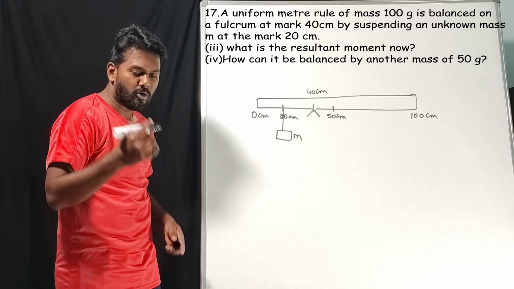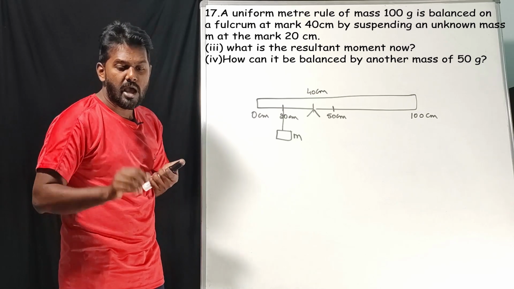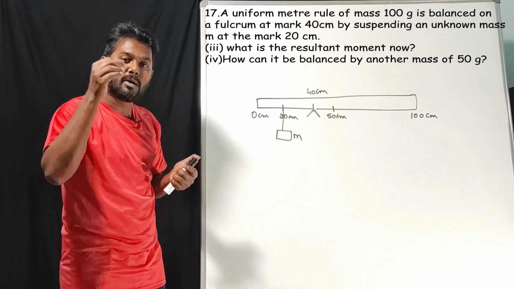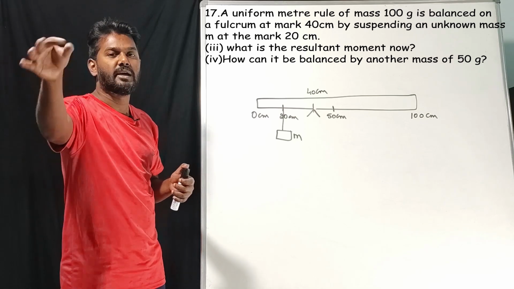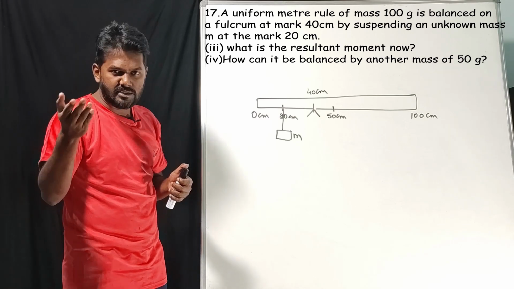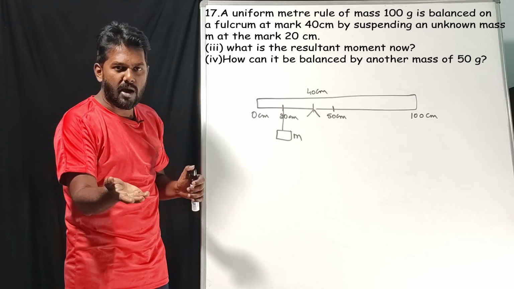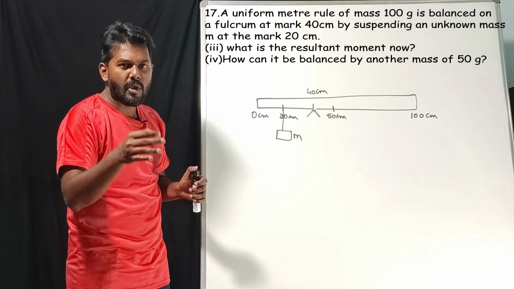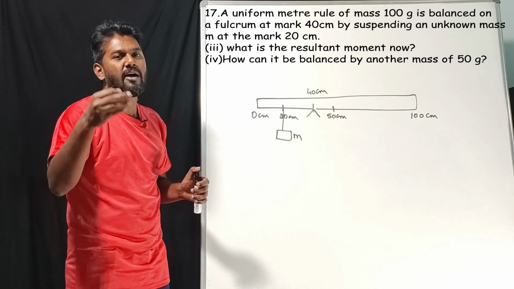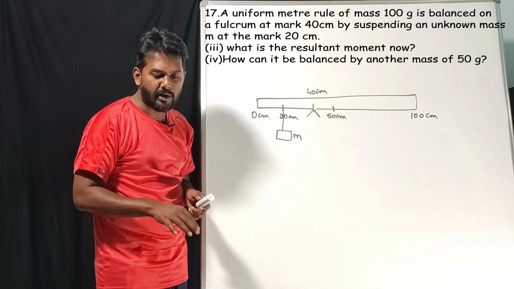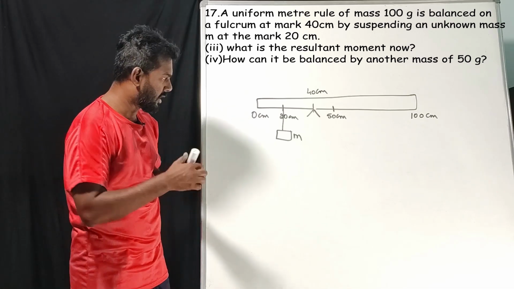But what we know, they have given one more hint, is the mass of the rule is 100 gram. See, mass is equal to weight, the value remains the same but the units are different. For mass the unit is gram and for weight the unit is gram force. First we have to find the value of m. First we'll do that.